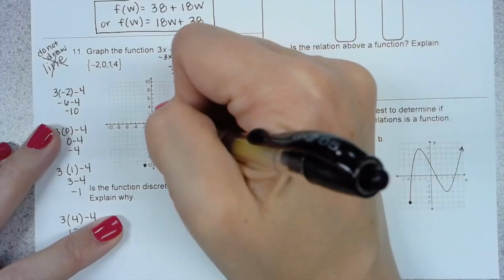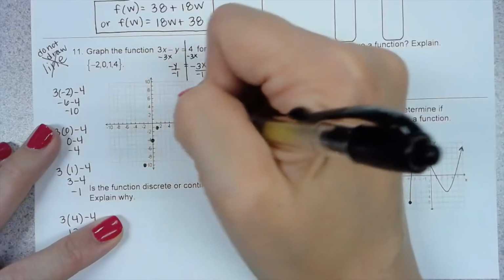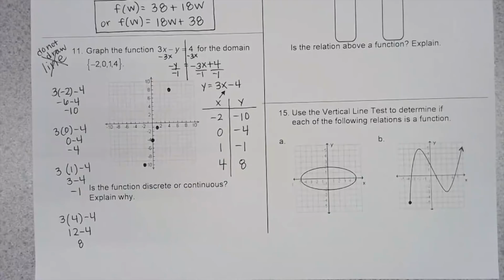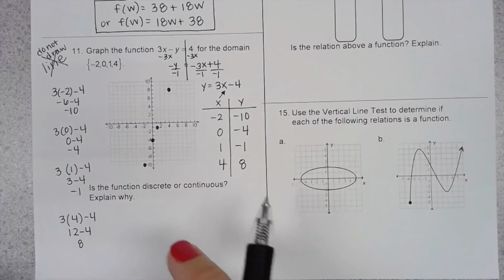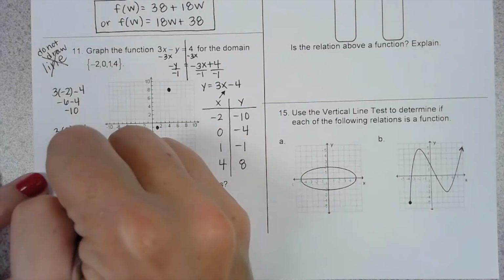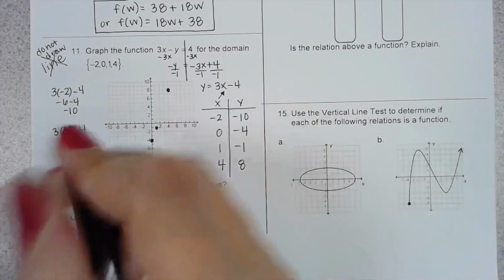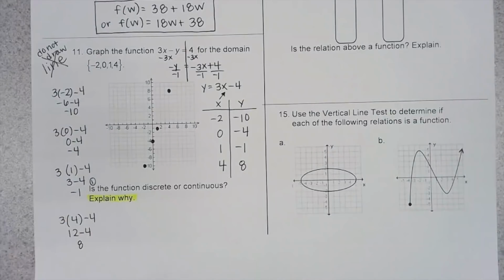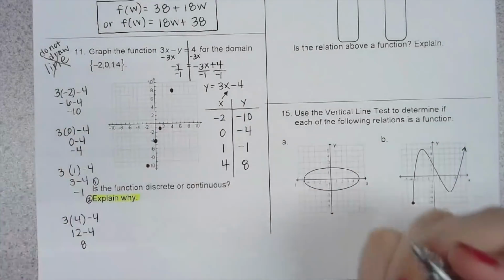Positive 1 goes with negative 1, and then 4 goes with positive 8. So based on the limited domain that I was given, those are the values that I would get out. The last part of this question that's kind of hidden down here says, is the function discrete or continuous? So that's a yes or a no question. And then the second part says that it wants you to explain why. And so don't forget to do that part too.